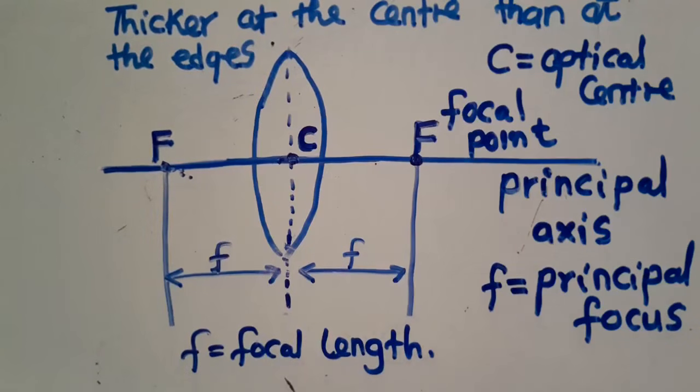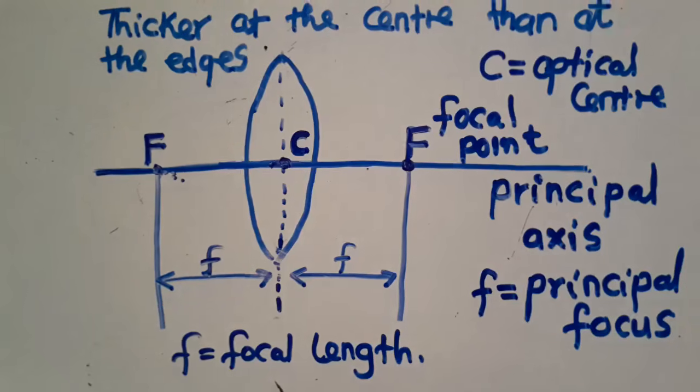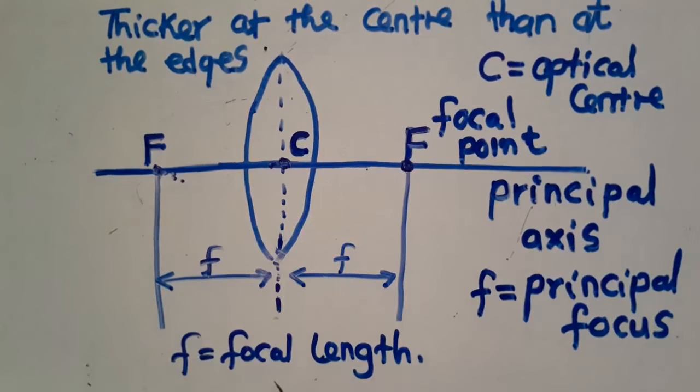These are some of the things that you need to know and understand. The distance from the optical center to the principal focus, or the focal point, is called the focal length. This is what you need to know and understand. Make sure you get everything I'm saying here. These are things that you are going to encounter even in your exams.